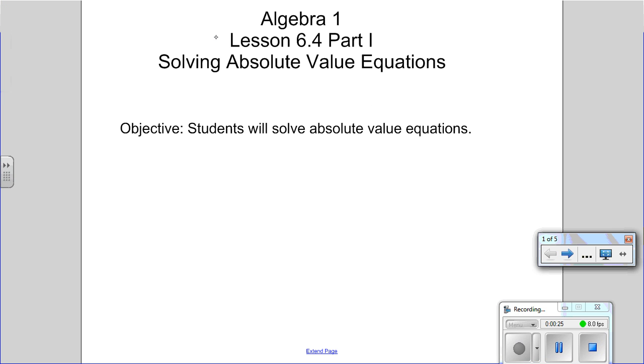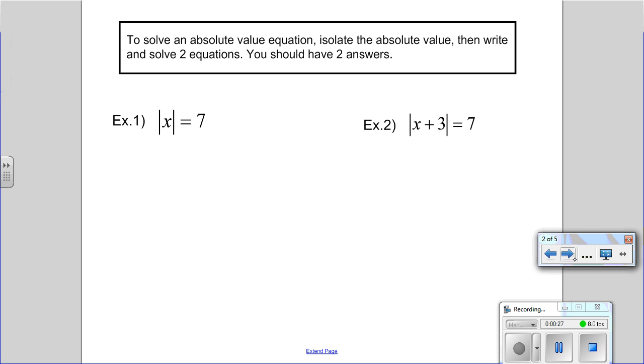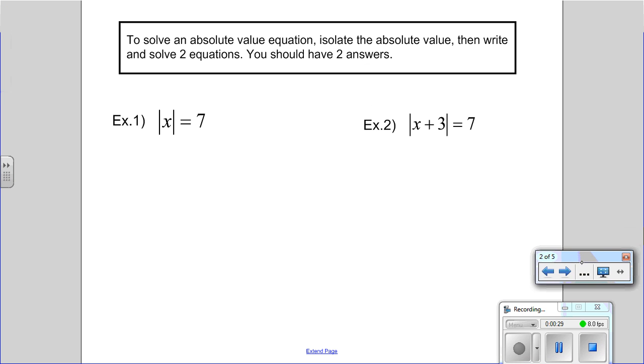All right, so let's take a look at our first example. I'm going to give you some directions here. To solve an absolute value equation, you need to isolate the absolute value. That's this idea of getting the absolute value by itself first, and then creating and solving two equations. We should always have two answers. Once we take a look at example 1, we should have a really good feel for why we have two answers.